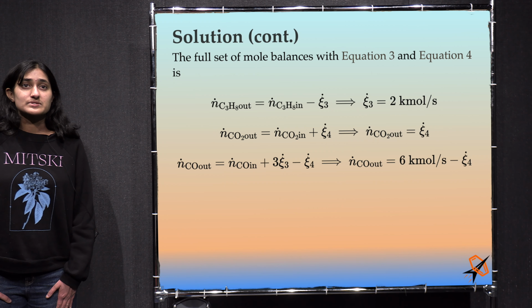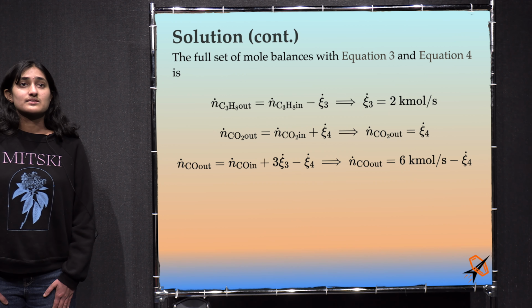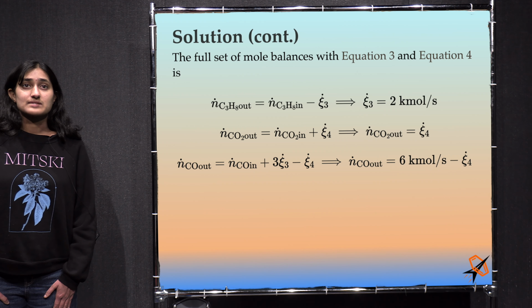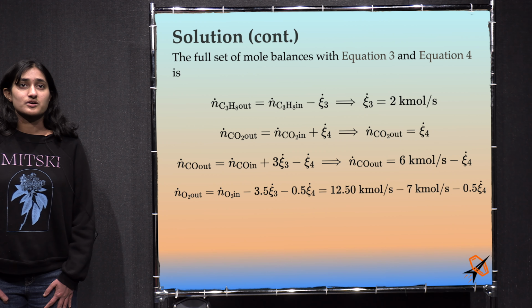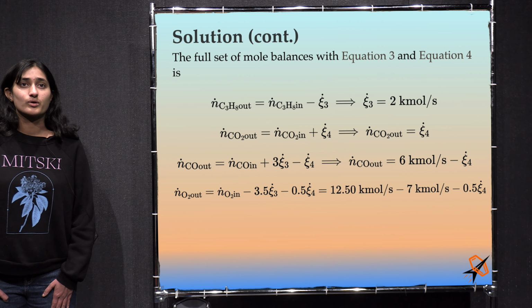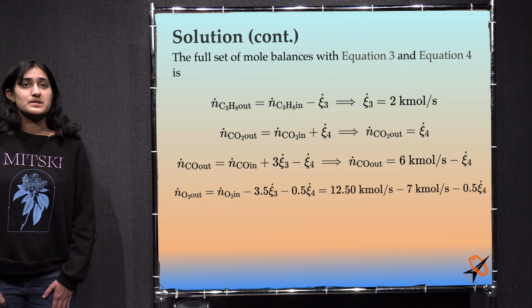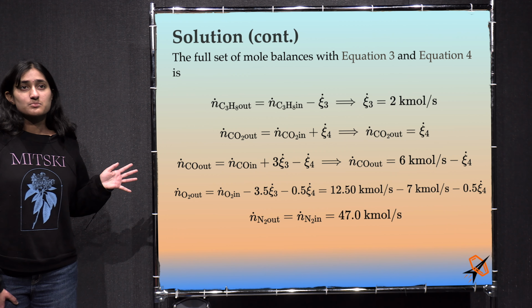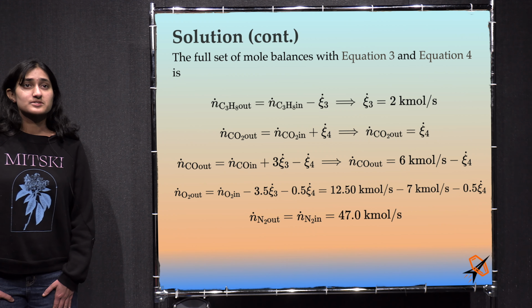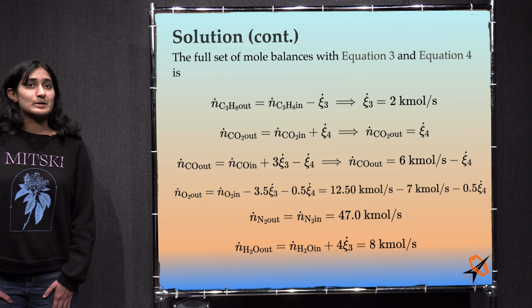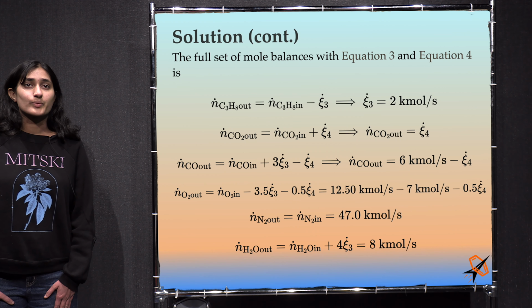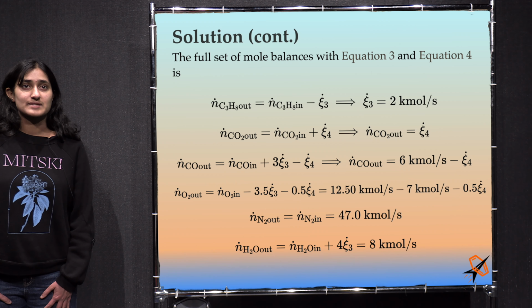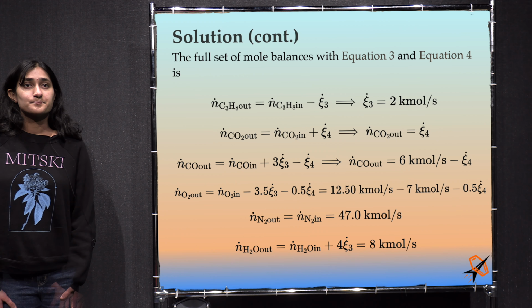The CO out equals the CO in plus 3 extent 3 minus extent 4, which gives us that the CO out is equal to 6 minus extent 4. The oxygen out equals the oxygen in minus 3.5 extent 3 minus 0.5 extent 4, which simplifies to 5.5 minus 0.5 extent 4. The moles of nitrogen out is the moles of nitrogen in, which hasn't changed and is still 47. And the water out is equal to the water in, which is 0, plus 4 extent 3, which equals 8 kilomoles per second, which was what we got before.